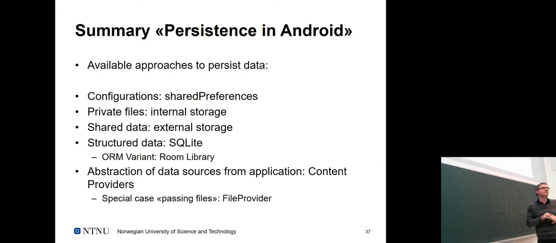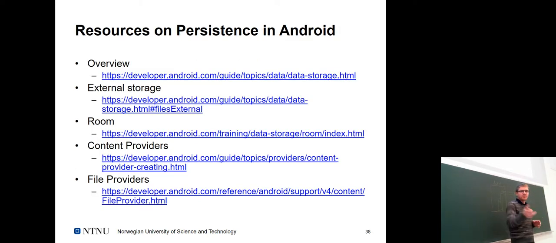And those are the ones we talked about. So configurations, use shared preferences, private files. If you don't want to deal with permissions, use internal storage, plus it's always available. External storage is a bit trickier, you need to check for availability. SQL, we talked about this. And then the strongest level of abstraction would be simply the content providers, as we talked about as well. But again, once you understand SQL, you understand content providers as well. So the resources are all listed on the last slide.